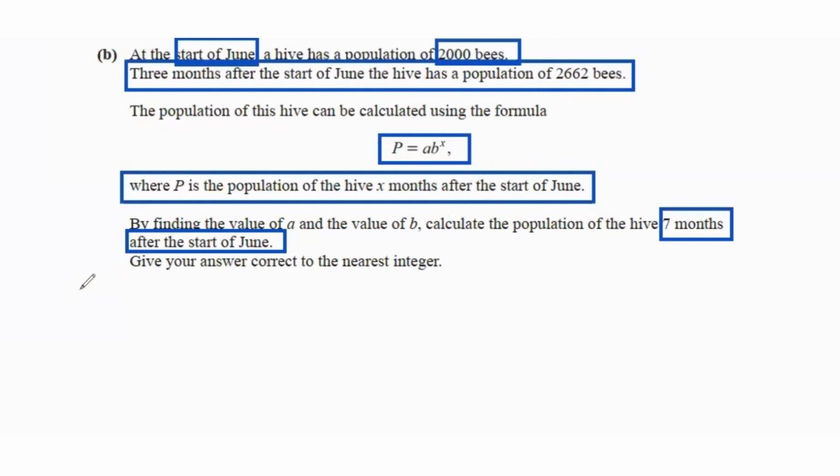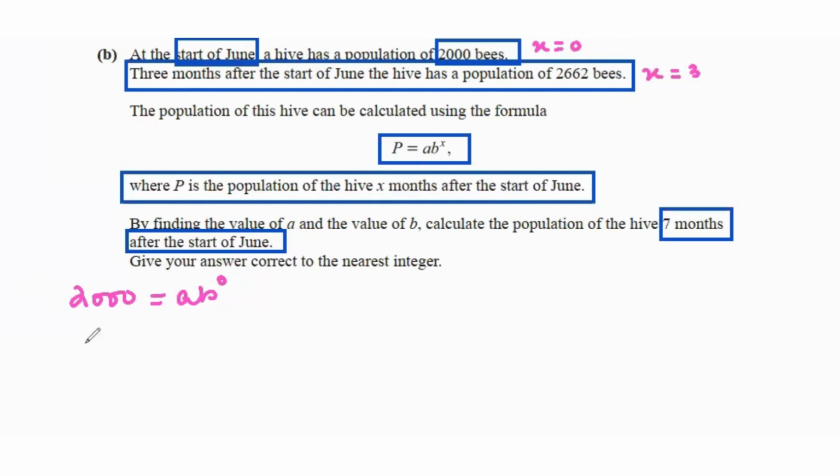making our equations. First equation is going to be 2,000 equals to A times B to the power of 0. Why to the power of 0? Because our starting period is the start of June. So that's X equals to 0, which is your initial point. Your initial population is 2,000 bees. And at X equals to 3, your population has increased to 2,662.